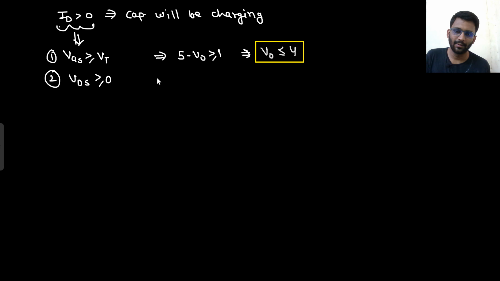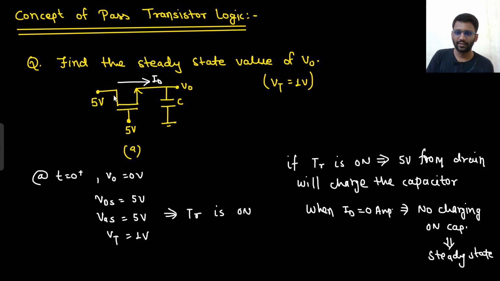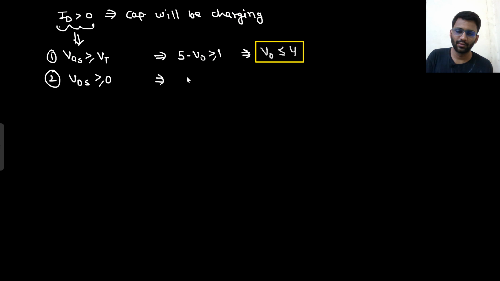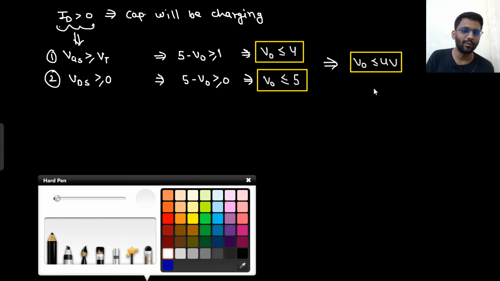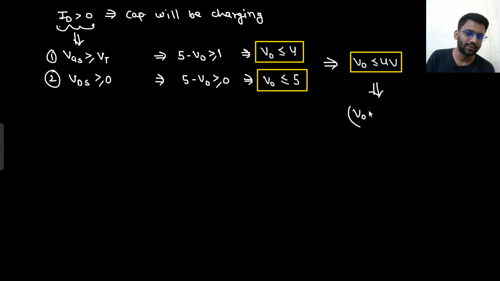What about the other one? Your VDS should be greater than 0. That means 5 minus V0 should be greater than 0, so V0 should be less than or equal to 5. So two conditions are there: V0 should be less than 4 and V0 should be less than 5. What will be the final output? Your V0 should be less than 4 volt. So what will be the steady state voltage of V0? V0 steady state will be 4 volt.